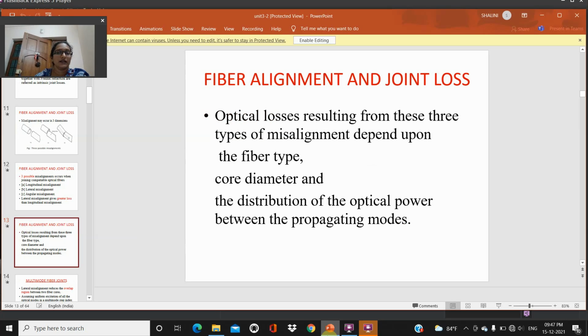Optical losses resulting from these three types of misalignment depend upon the fiber type, core diameter, and the distribution of the optical power between the propagating modes.